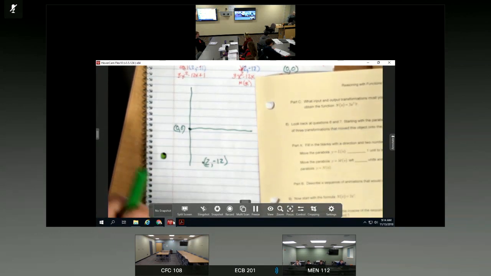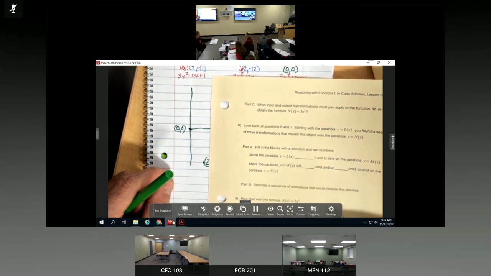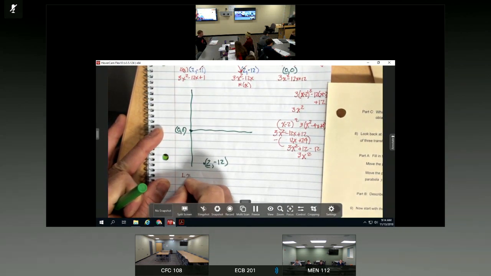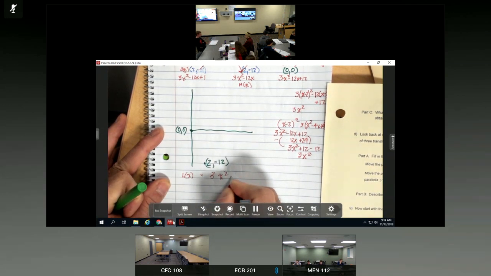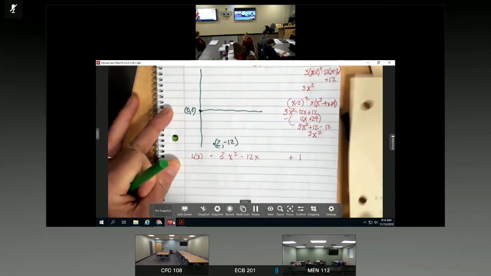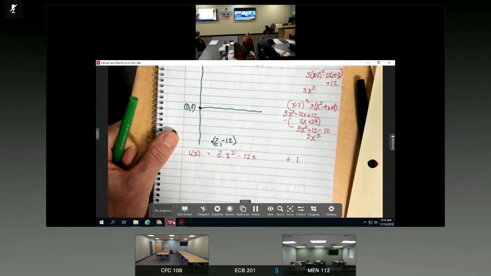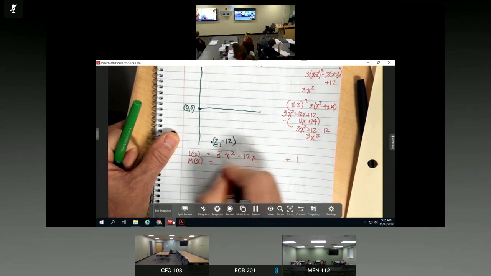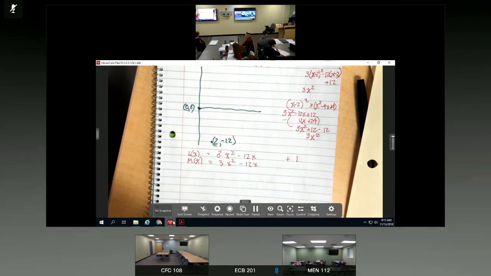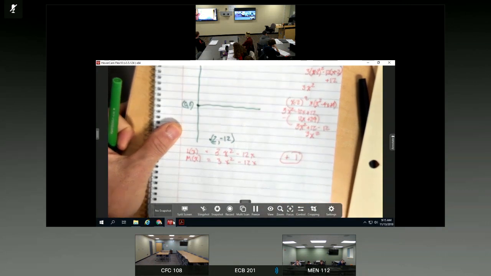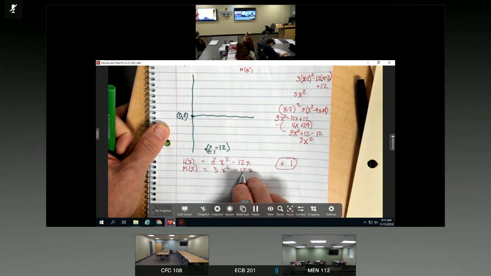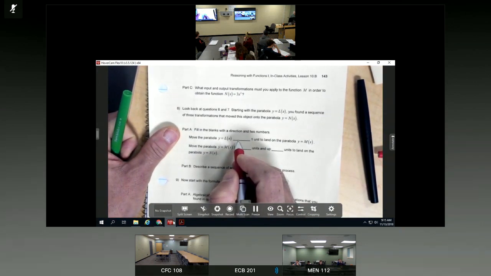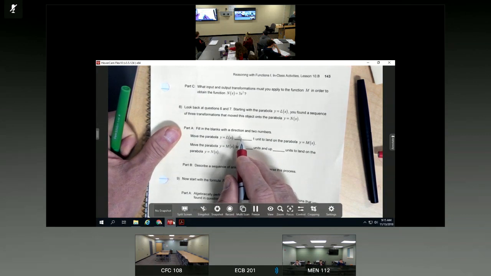Number 8. Looking back at questions 6 and 7, start with the parabola L of x, which we know is 3x squared minus 12x plus 1. Move the parabola blank 1 unit to land on the parabola M of x, which is 3x squared minus 12x. Which direction do we have to move it to get to 3x squared minus 12x without the plus 1? This is output, down, right? Input is left and right. Output is down 1.